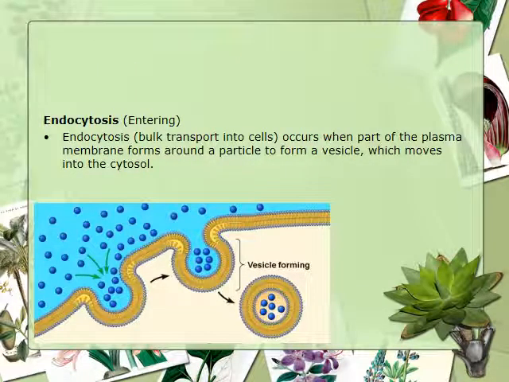The second type of bulk transport is endocytosis, or when particles are entering the cell. Through endocytosis, or bulk transport into cells, this happens when part of the plasma membrane will form around particles or a molecule and create a vesicle. So the phospholipids will break off from the plasma membrane, form a small vesicle, and then allow those molecules to move throughout the cell to the area needing to go.